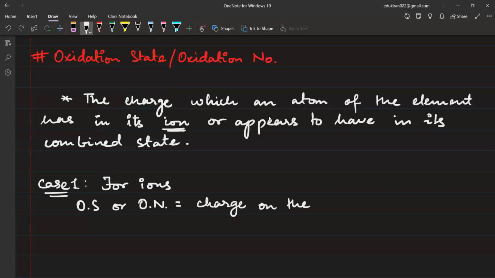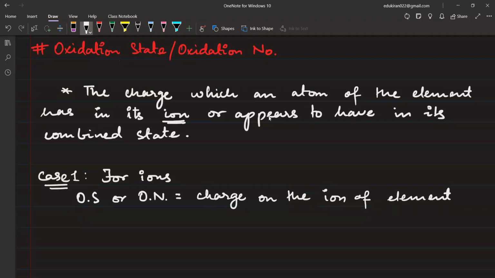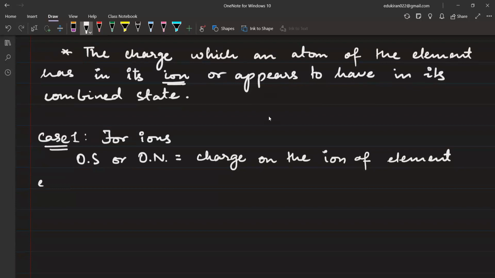Charge on the ion of the element. If I talk about examples, I have Na positive, Cl negative, Mg2 positive, and O2 negative. And what else can we have? We can have H positive, F negative, and Al3 positive.